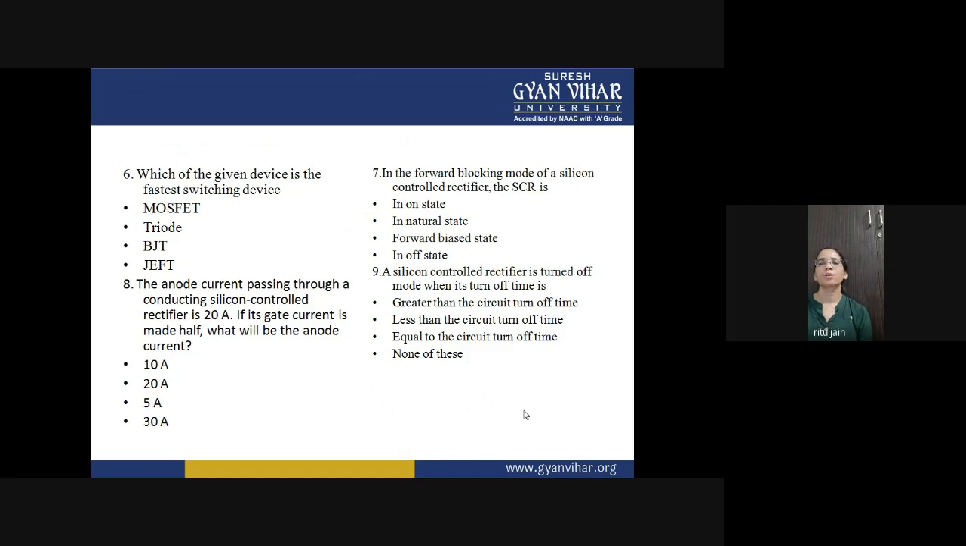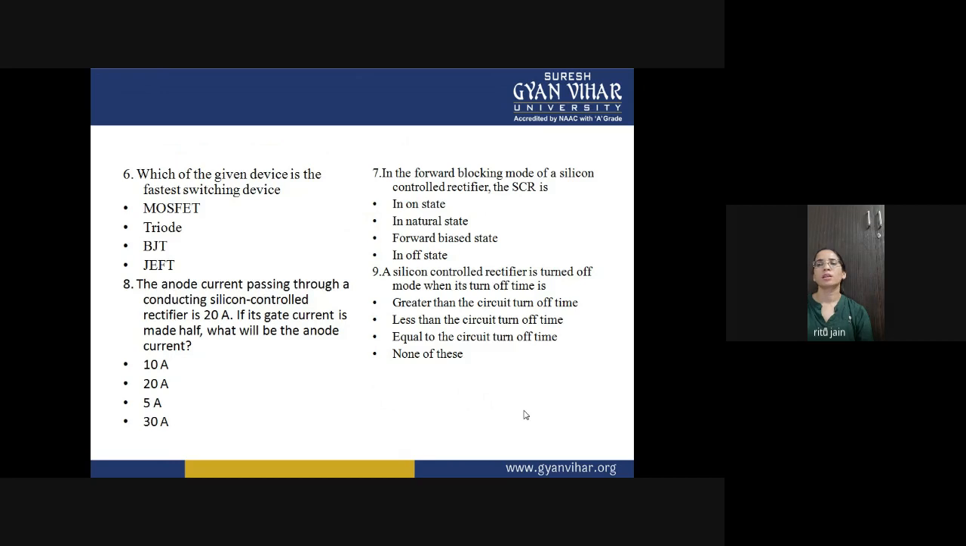Now, the anode current passing through a conducting silicon controlled rectifier is 20 ampere. If its gate current is made half, what will be the anode current? If you make it half, the anode current will remain the same. It will also be 20 amperes, because the anode current depends upon your load.